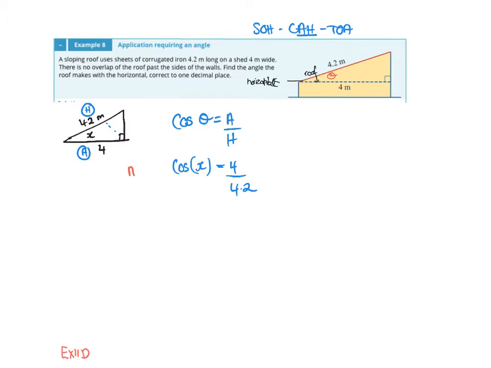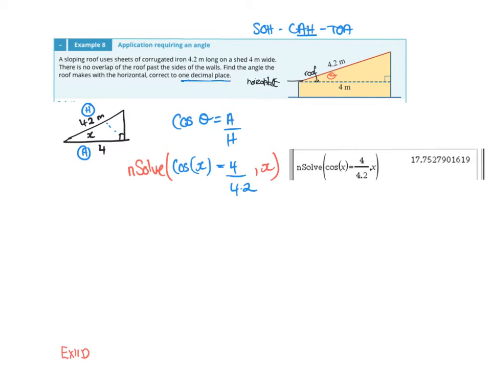So when we find the angle on the calculator, we use nsolve, comma X, and we'll get the answer. Okay, so it said to 1 decimal place, so X equaled 17.8. So the angle is 17.8 degrees.